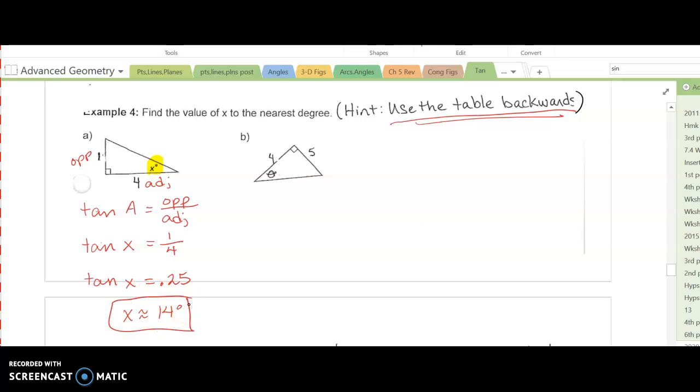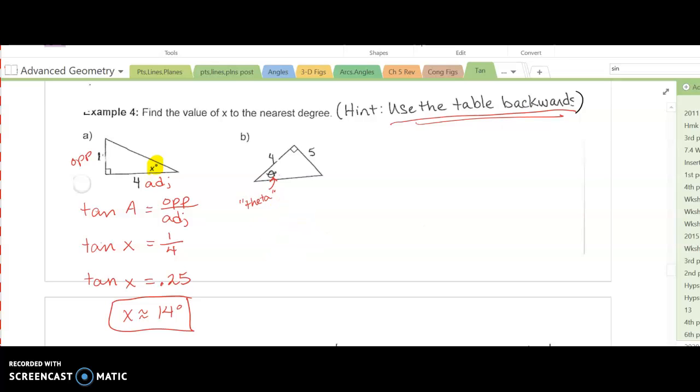Okay, so notice in part B, I have a new variable that maybe you haven't seen before. This is the Greek letter theta. So as you get into higher level mathematics, we use Greek letters to represent variables. Specifically, we use theta, like a circle with a swoopy line through it, a lot for angles specifically.